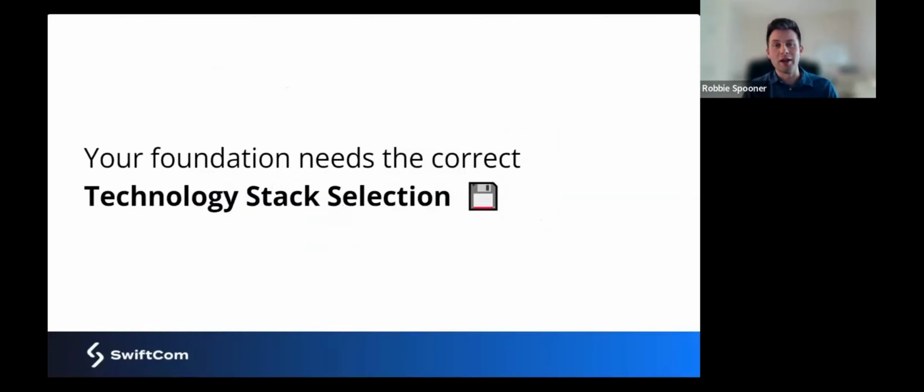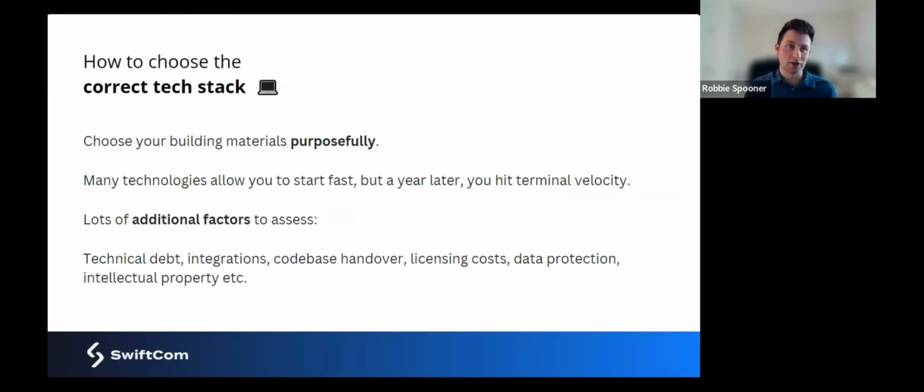Cool. And lastly, out of the 3, the technology stack selection. So like building a house, building anything, choosing your building materials very purposely is something that understandably would make sense to be important. But we've seen many times people don't give their tech stack selection enough thought.